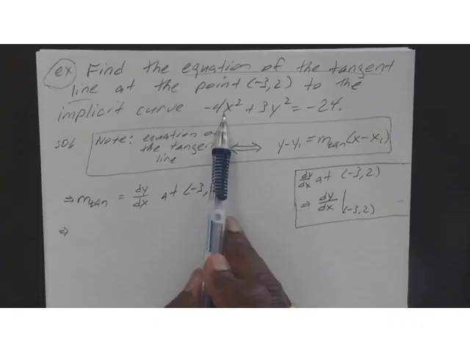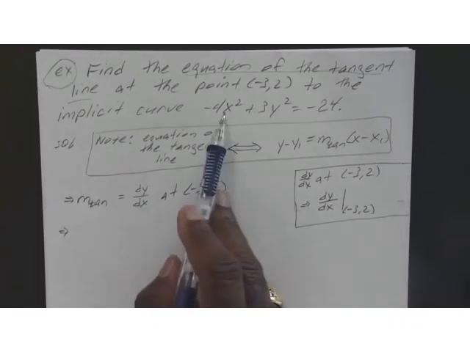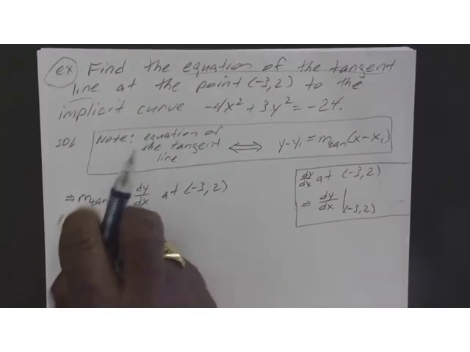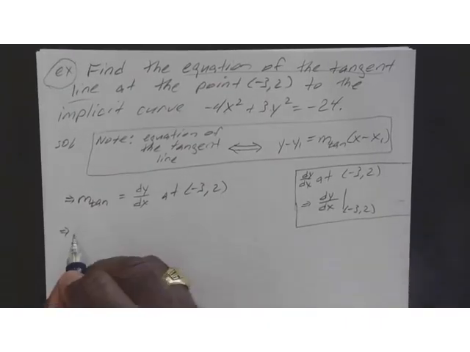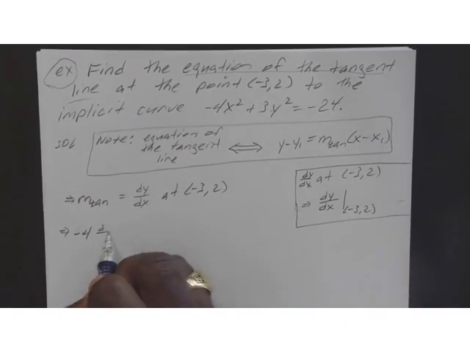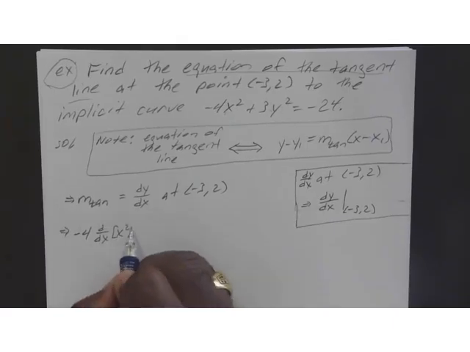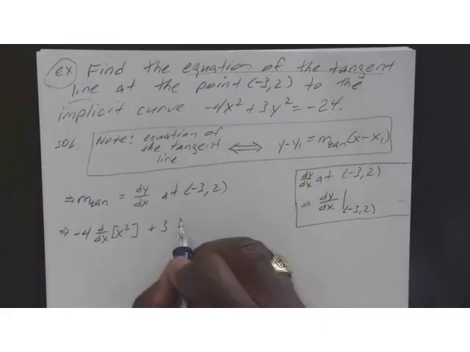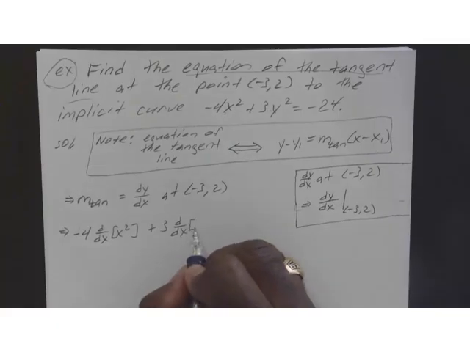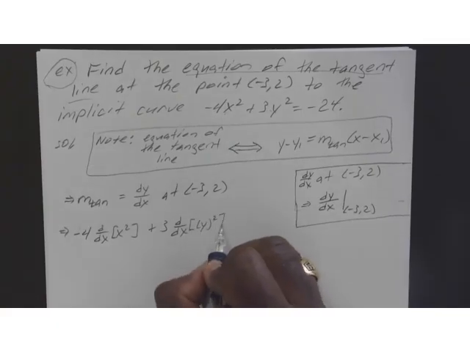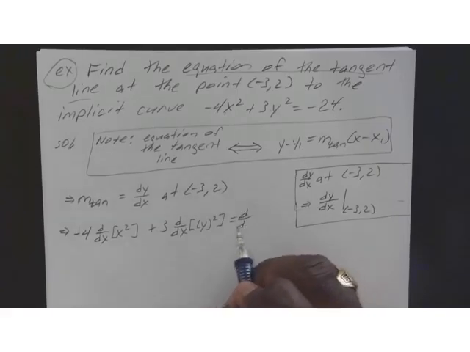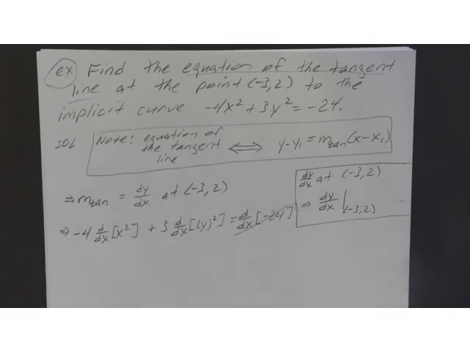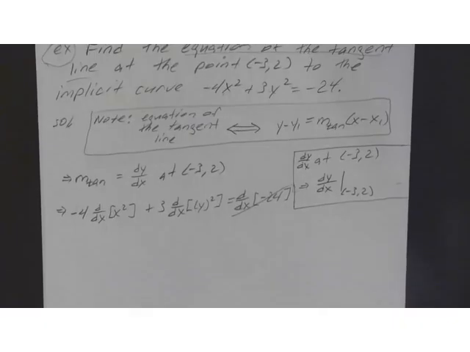Okay, so first thing we have to do is find our dy dx. So we take the derivative of each term. Let me factor out that -4 first, just to get that out of the way. So we have -4 times the derivative with respect to x of x squared, plus 3 times the derivative with respect to x of y squared, equals the derivative with respect to x of -24, which we already know is just going to be 0. Derivative of a constant is always 0.